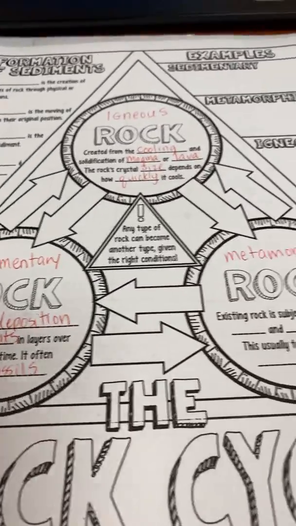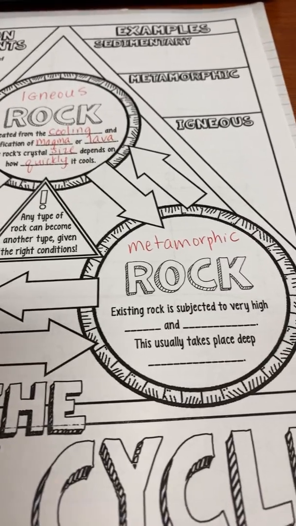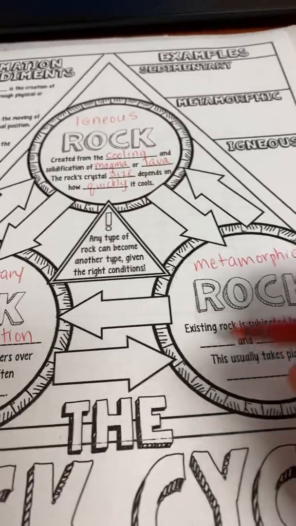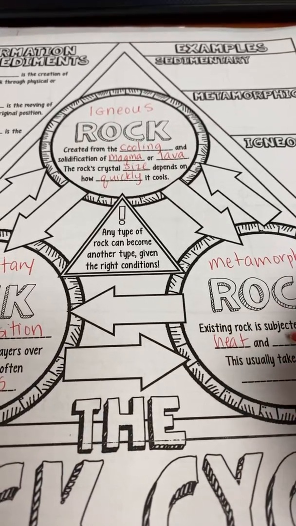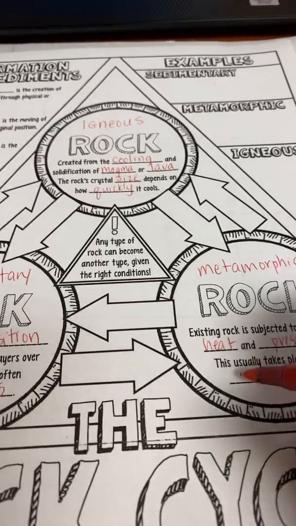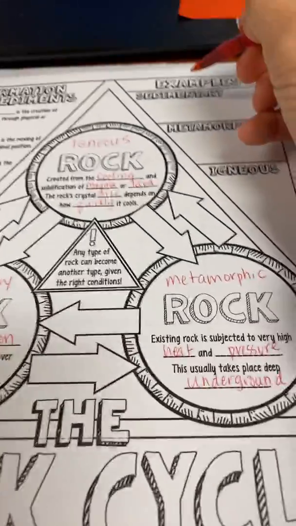fossils. And then metamorphic rocks are when the existing rock is subjected to very high heat and pressure, and it usually takes place deep underground. So some examples of these types of rocks.